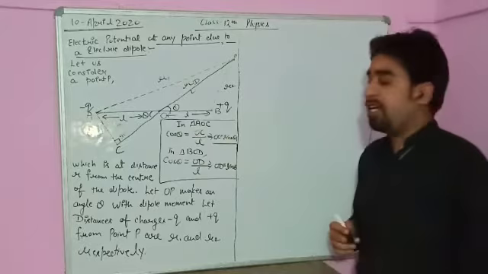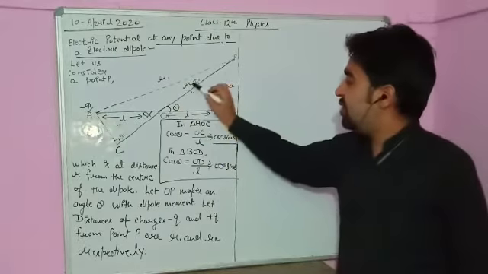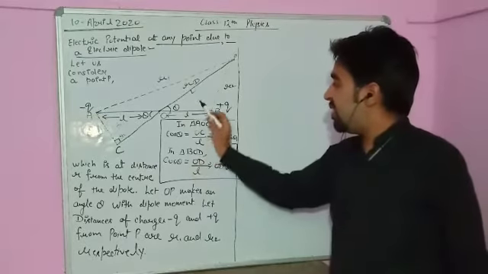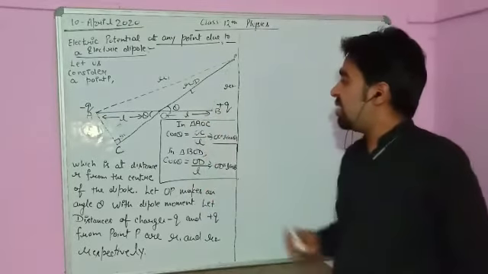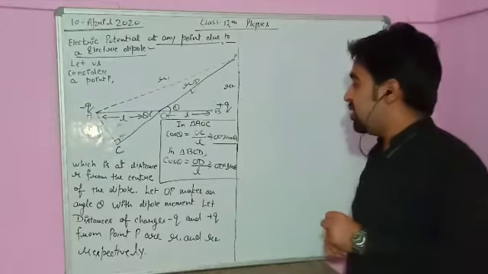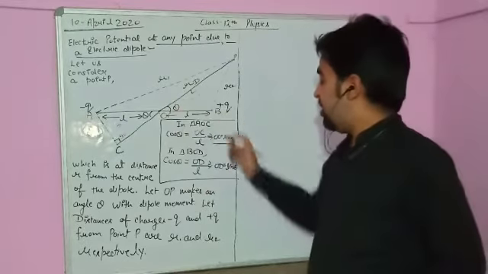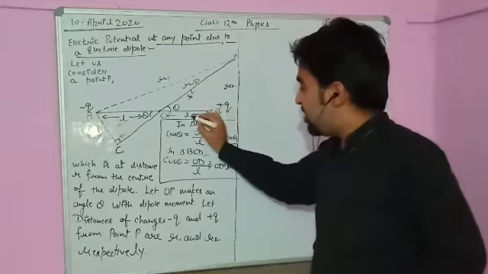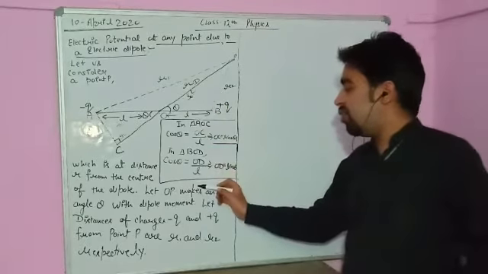Now in a similar way, apply the trigonometric ratios in this triangle OBD, or BOD we can say. So what is the value of cos theta here? Cos theta is equal to base upon hypotenuse. So what is the base? OD. And what is the hypotenuse? Hypotenuse is opposite to 90 degrees. So the hypotenuse is L. So cos theta is equal to OD upon L.